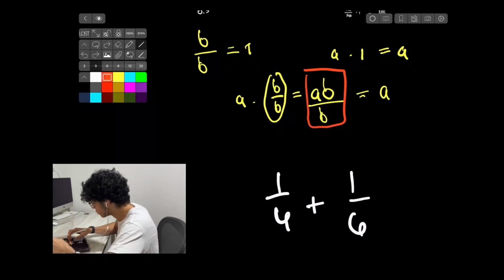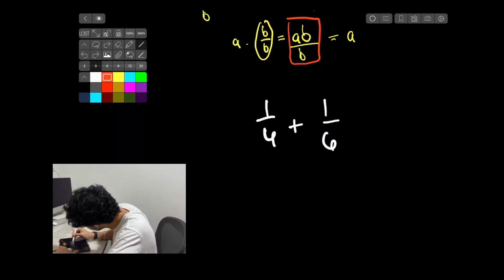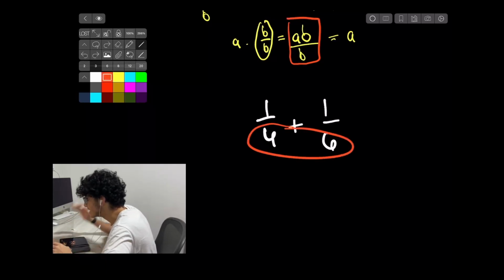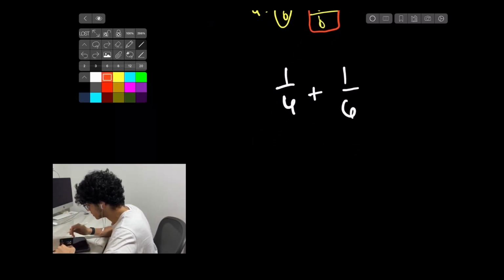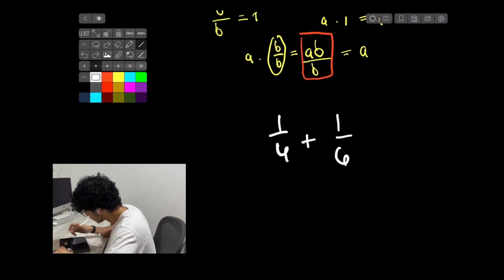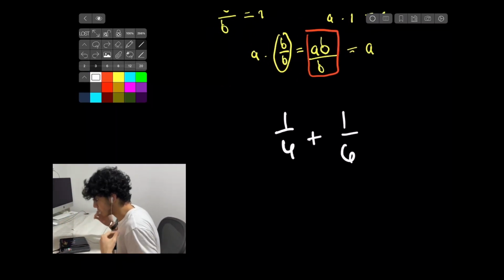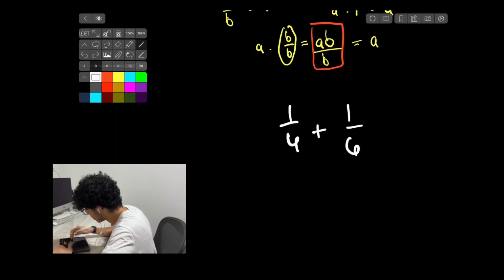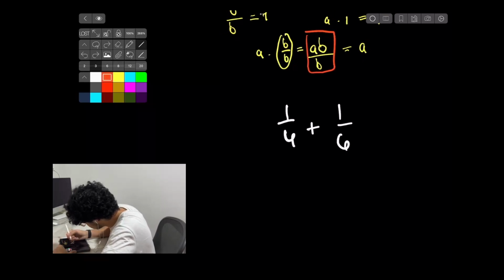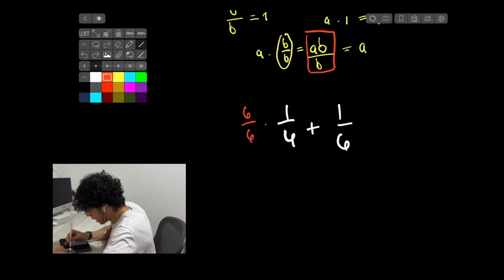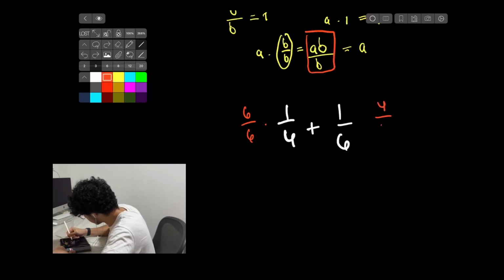And why is this useful? Well, because this is our way of forcing these denominators to be the exact same thing. This is what I mean. Well, because we know that if we multiply it by a fraction with the same numerator and denominator, we're going to get the same number. Well, we can multiply this fraction, for example, by 6 over 6. Why not? And I can multiply this fraction by 4 over 4.